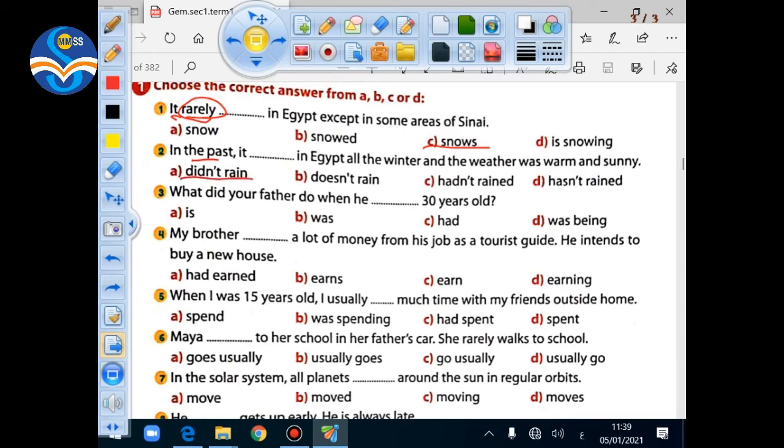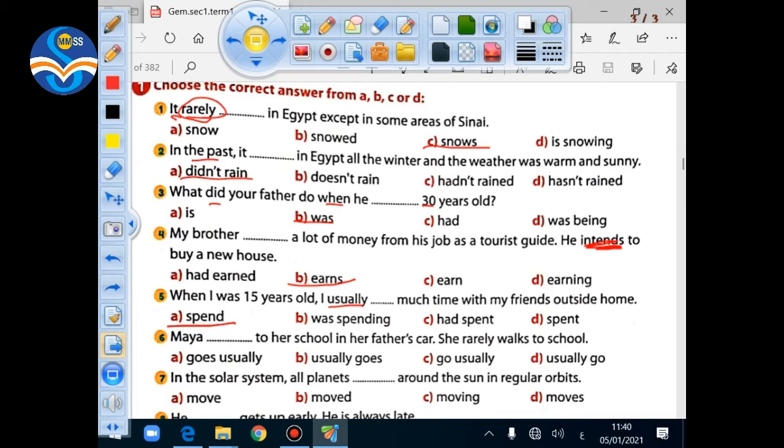What did your father do when he is 30 years old? This is did, and this is when, so it should be in the past also, so it should be when he was 30 years old. My brother, what? A lot of money from his job as a tourist guide. He's intends, verb plus S, that means that it is the present simple. So it's verb plus S, earns. When I was 15 years old, I usually is a keyword of the present simple, so it's verb infinitive, so it's gonna be I usually spend.